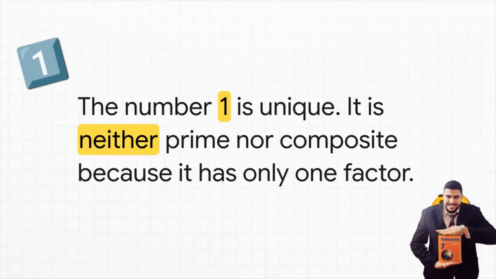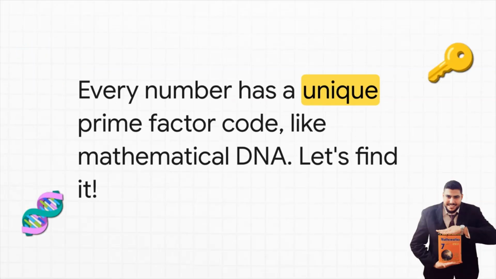But hang on, what about the number 1? This one's a bit of a special case. It's actually neither prime nor composite. And why is that? Because to be prime, you need exactly two factors. The number 1 only has one factor, itself, so it gets its own special category. It's just 1. And here is the truly mind-blowing part. Every other whole number that isn't prime can be broken down into its own unique code of prime factors. This is called prime factorization, and it's like finding the unique DNA sequence for that number. No two numbers share the same prime code.